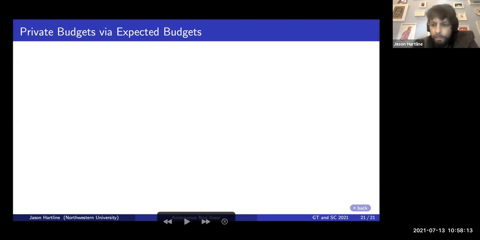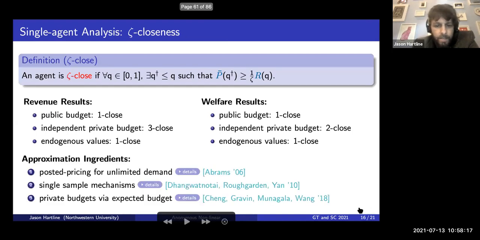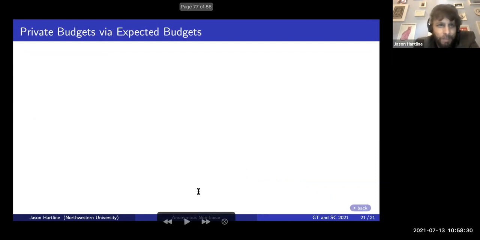Okay. Actually, let's... So I've now done the first two of my intended fundamental results from the literature. I'm now going to jump into the last one.